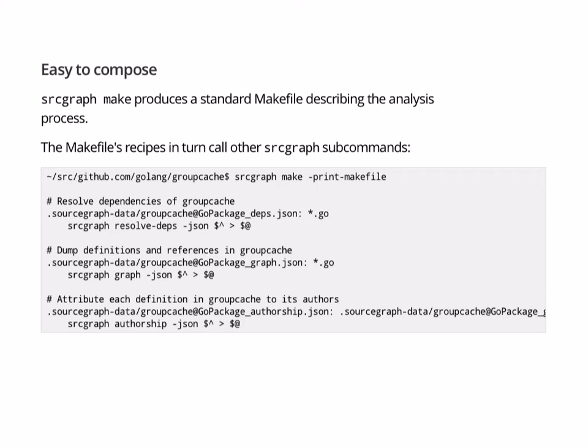And that's also why we chose to not make this a monolithic process. Because you see, in each of the recipes in this make file, Sourcegraph just calls another subcommand of itself, another subcommand that does something very simple. So for example, Sourcegraph resolve deps will resolve the dependencies. Sourcegraph graph will just get the definitions and references. And all of these are, again, composed by Sourcegraph make, and that's using a standard format.